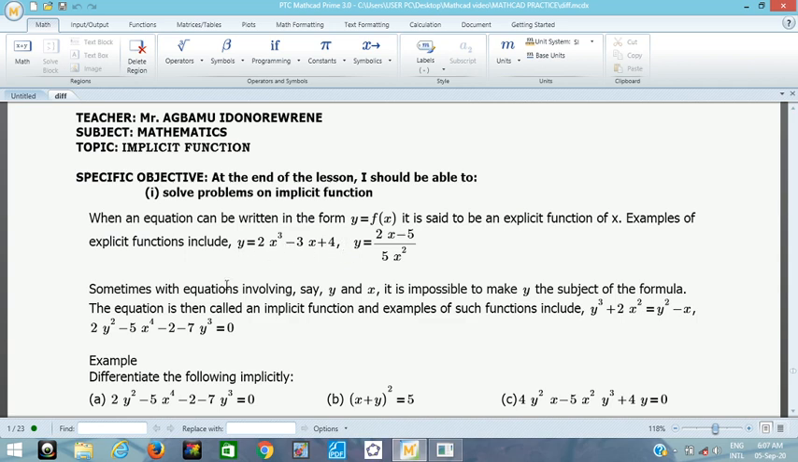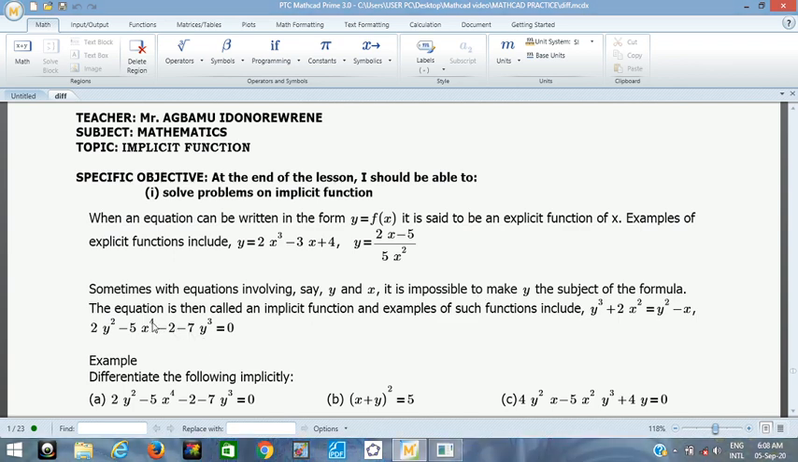But there are some cases, with equations involving, say, y and x, where it is impossible to make y the subject of the formula. So the equation is then called an implicit function. An example of such functions is like this. When I say make y the subject of this formula, you know it may be difficult. You can see this is raised to power 3, this is raised to power 2. So this is even taking us to polynomial functions before you can start making y the subject. It will take you time. Why not just go straight to the point and use implicit differentiation instead of wasting time?